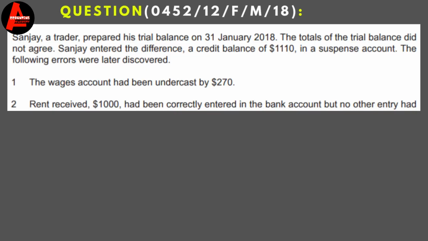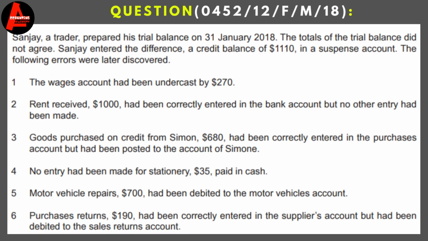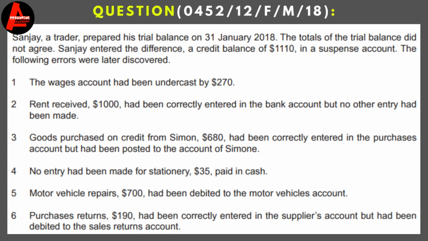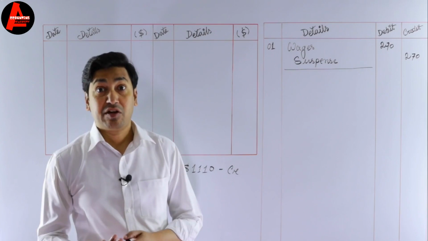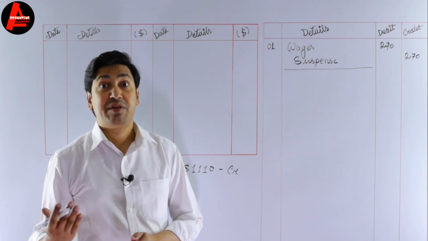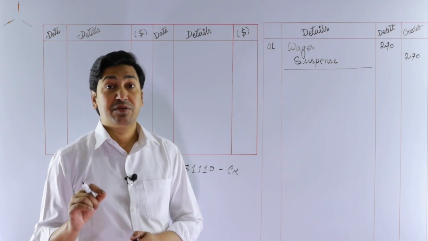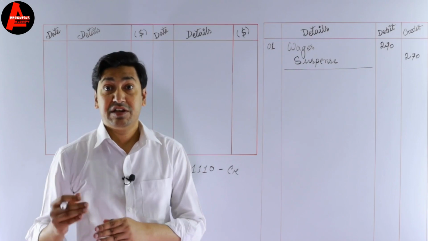Then what is number 2 here? Rent receipt $1,000 had been correctly entered in the bank account, but no entry had been made. So what is the correct entry? Bank account to be debited and rent receipt account to be credited. Why is rent receipt account credited? Because it is an income, and when income increases it is credited.